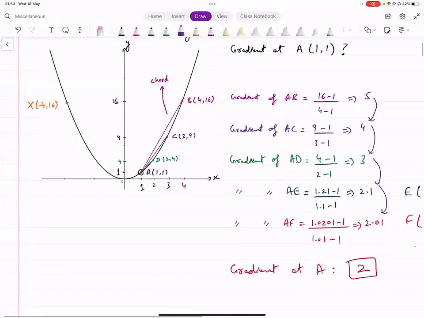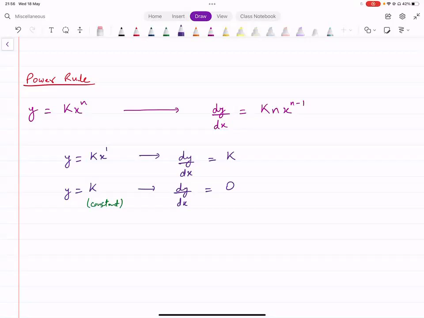Okay, so that's one thing. Now let's discuss a formal method of finding gradients of curves, which is called differentiation. We use differentiation to find the gradient of any type of graph. In P1 differentiation, we only have power functions like this. The first type of function we have is kx raised to power n. For instance, we have y equals 4x raised to power 3.